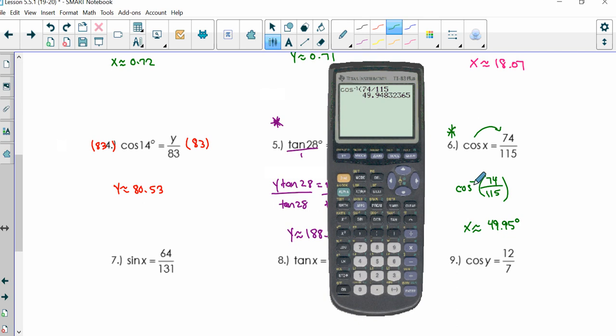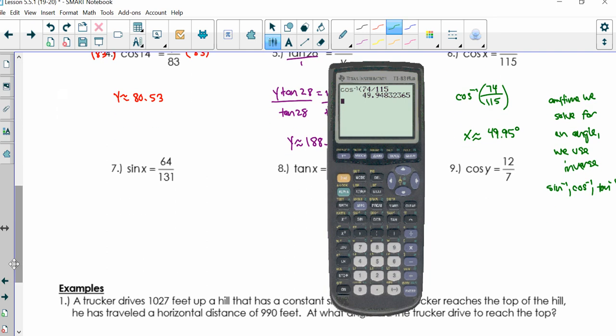Okay. Anytime, you may want to make note of this. Any time we solve for an angle, we use inverse. That means either sine inverse, cosine inverse, or tangent inverse. Okay? All right.